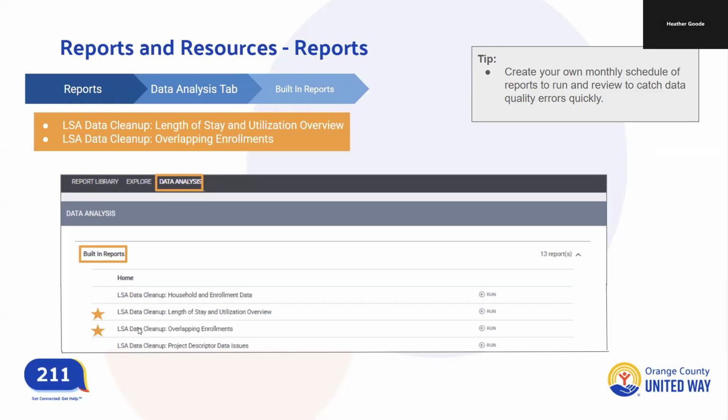The two reports that I'd like to point out are the LSA Data Cleanup Length of Stay and Utilization Review and the LSA Data Cleanup Overlapping Enrollments. And we would suggest that you create your own monthly schedule of reports to run and review to catch data errors quickly. So monthly is good. Even more frequently is even better. But please review these reports, and they are also filterable by your agency name or even project name.